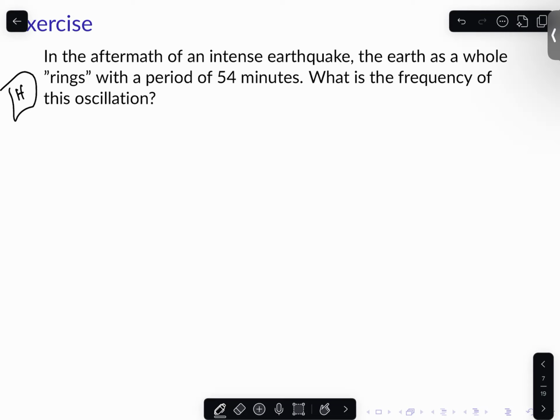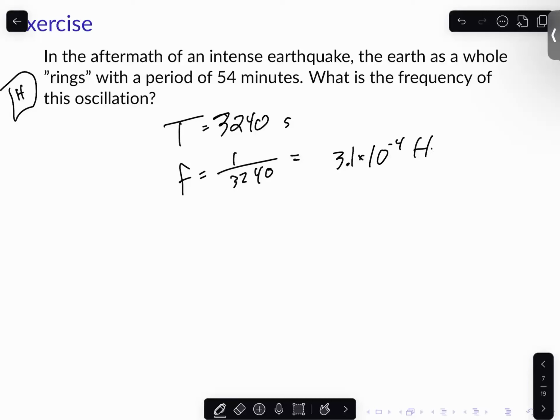Okay, the correct answer is: first, do not divide by 54. First, thou shalt convert and get period equals 3,240 seconds. Frequency is cycles per second. When I say frequency, cycles per second. So the reciprocal of 3,240 is about 3.1 times 10 to the minus 4 hertz. Bang. Questions? Doesn't seem that bad now that you've seen some other stuff, yeah?